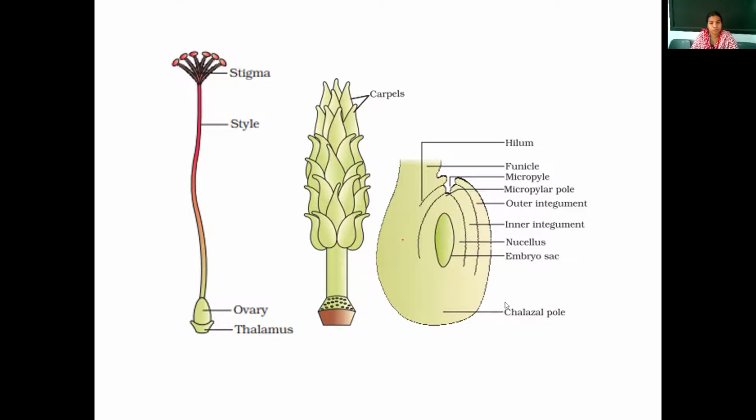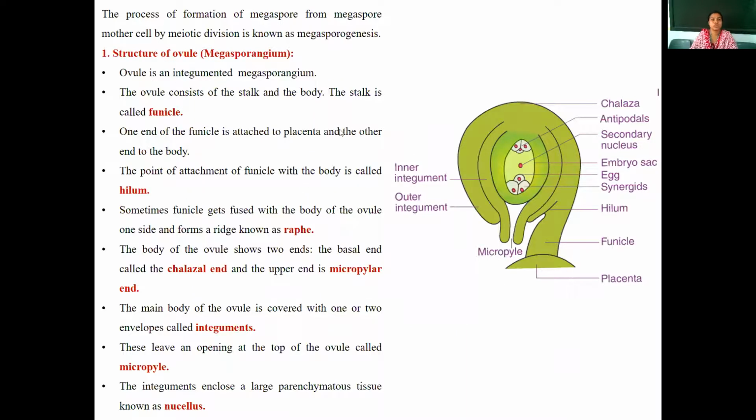If you take a section of the ovule, this is the ovule structure. It is an integumented megasporangium. Moving on to the structure of ovule, but before that, what is meant by megasporogenesis? The process of formation of megaspore mother cell by meiotic division is known as megasporogenesis. How the megaspore mother cell forms a functional megaspore, that process of events, we call megasporogenesis.